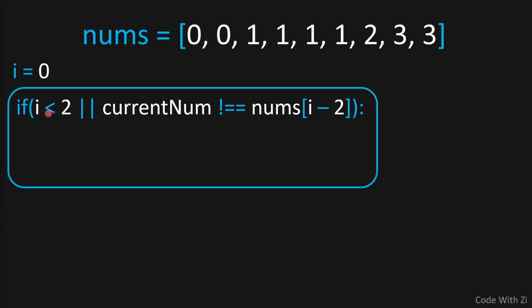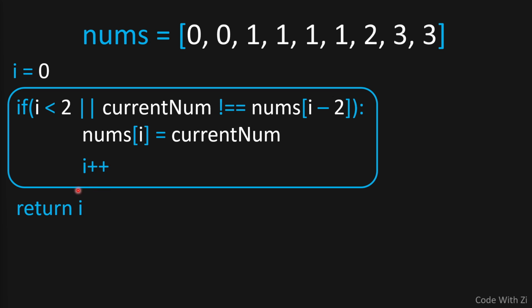And that's going to be if I that we define here is smaller than 2, or current number that we're going to loop through here, because we're going to be looping through our nums. This is representing the loop that we have. So we're going to have a current number, and we're going to say if the current number is not equal to the number at the position of I minus 2, do the following. What's the following? Nums at the index of I should be equal to the current number, and then we're going to increment I. And this is basically it. We're going to return I at the end. That's all of it. Now, if something is a little bit foggy, don't worry, because we've still not visualized everything.